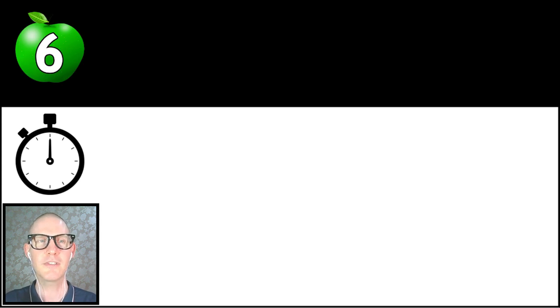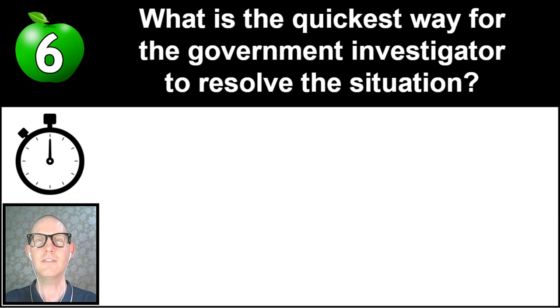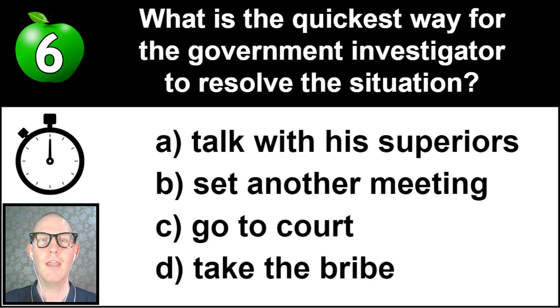All right, let's see. Question number 6. Here we go. What is the quickest way for the government investigator to resolve the situation? A. Talk with his superiors. B. Set another meeting. Or C. Go to court. Or D. Take the bribe. So let's repeat. What is the quickest way for the government investigator to resolve the situation?